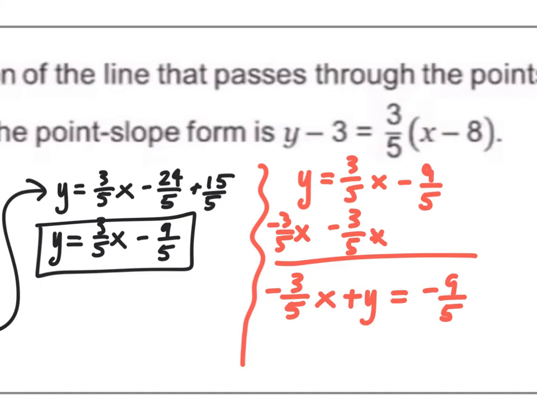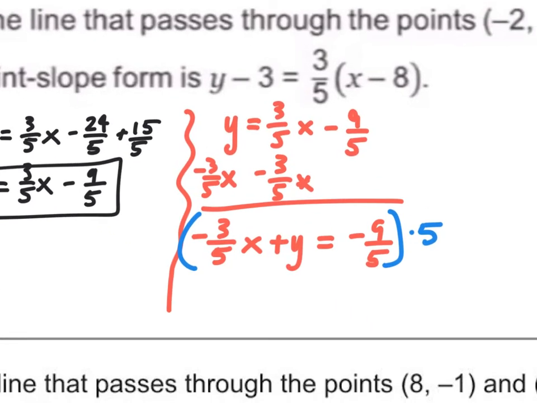Now, here's the tricky part. Even though this is technically in standard form, all the x's and all the y's are on one side and this number's on the other, we typically don't like to have fractions in any of these coefficients and numbers. Okay, we prefer not to. So what we do is we multiply the entire thing by the denominator. I'm going to multiply this all by 5. All right, so what happens is I'm going to get negative 3/5 x times 5 plus 5 times y, and we're going to set that equal to negative 9/5 times 5.